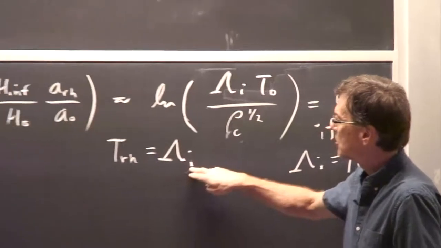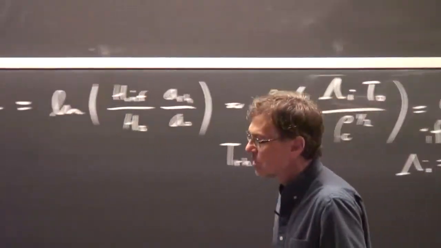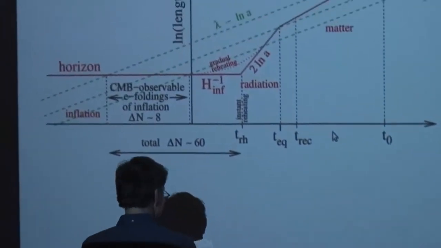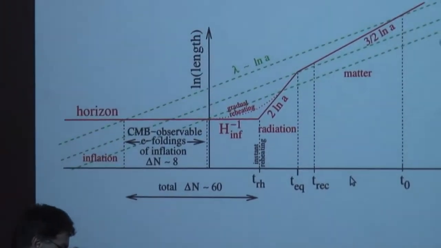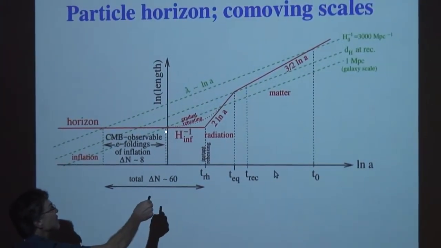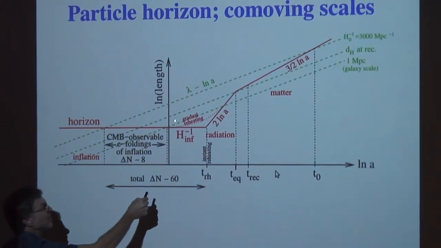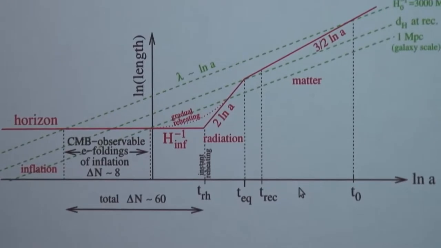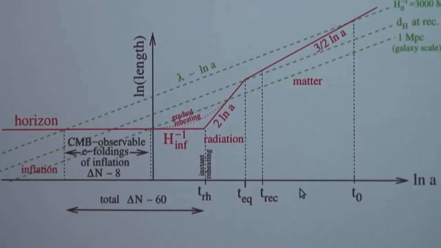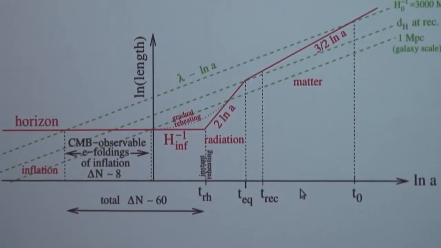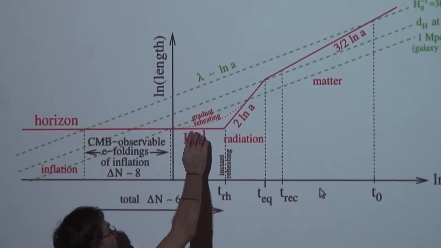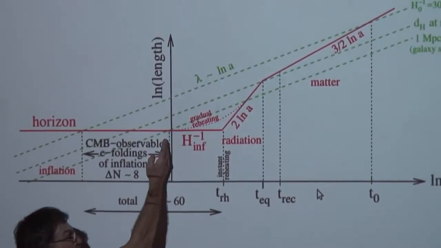Now, what about this assumption? That's not very realistic. Realistically, you would have more gradual reheating, as I've shown here. Inflation would end here, say, and reheating would take some time, through perturbative inflaton decay, if the decay rate is small enough. And then you can see that when you take that into account, that actually shortens.